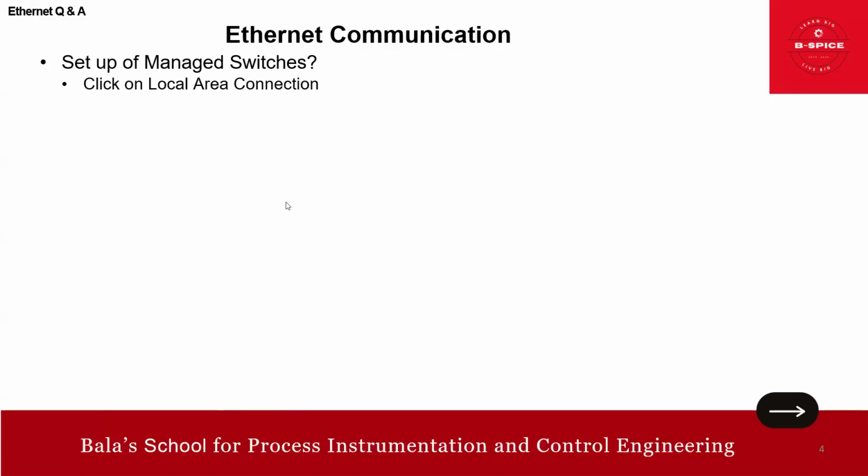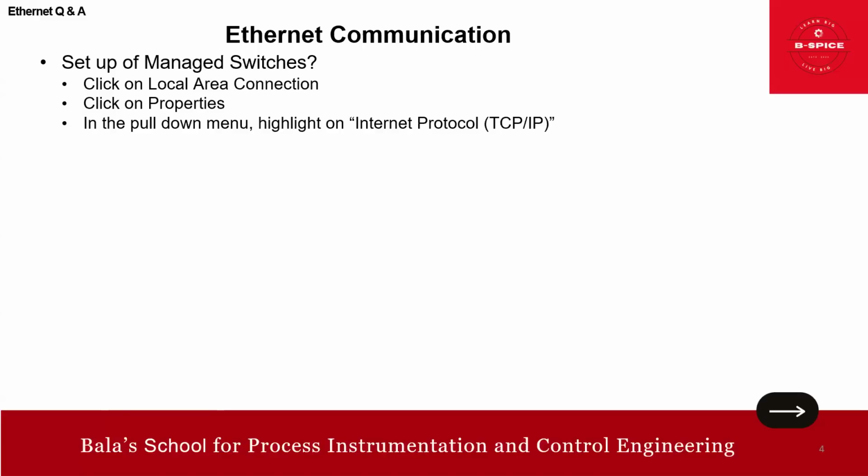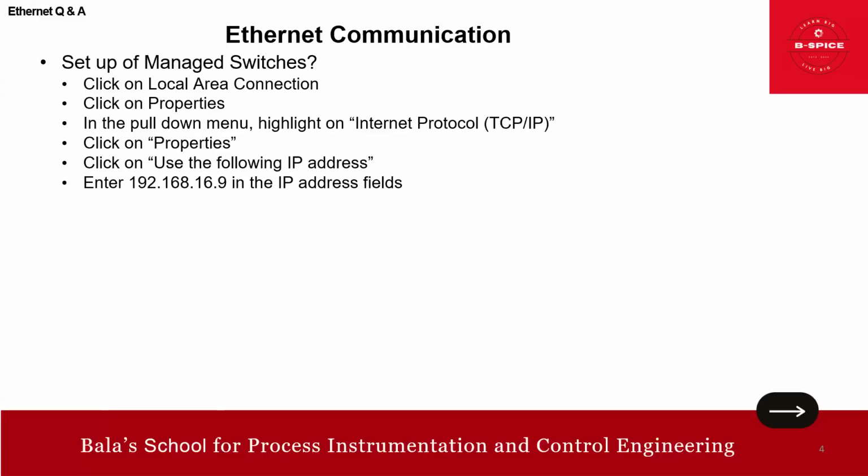Click on the local area connection. Click on properties. In the pull down menu, highlight Internet Protocol TCP/IP, right? So click on properties. Click on use the following IP address. Then enter 192.168.616.9 in the IP address field.